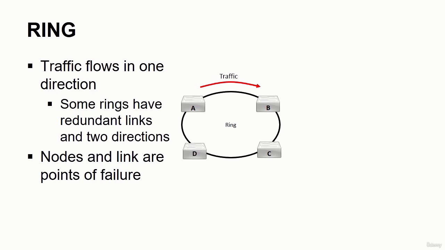Unless there's some redundancy built in, such as a redundant ring, in other words, a second ring connecting all the devices, then the failure of any node or of a link is going to bring down the whole network. Again, you're not going to see a ring network on an Ethernet LAN today, but some high-speed optical carrier networks such as SONET use ring topology.